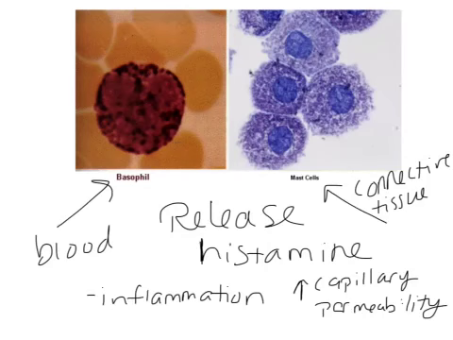And so the histamine increases the capillary permeability. It allows more stuff to essentially leave the capillaries. So it enables the white blood cells to easily leave the bloodstream to get out to be able to attack the pathogen. Okay, so let's look at one more type of white blood cell.